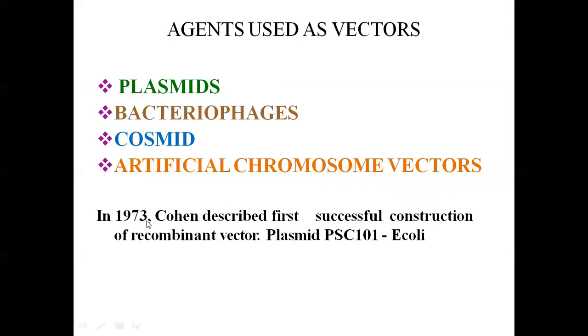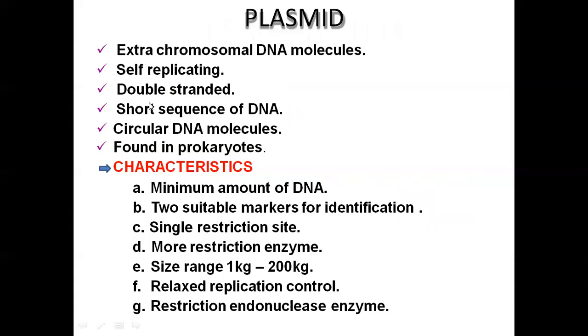In 1973, Cohen described the first successful construction of a recombinant vector, called plasmid pSC101, in E. coli as the host cell. So it is very important for MCQ. Note it down. Now, what is a plasmid first?